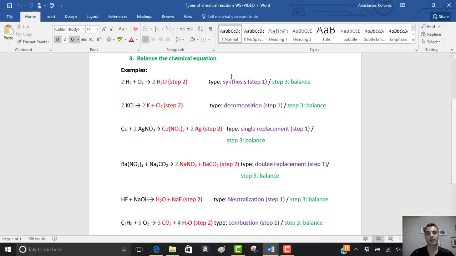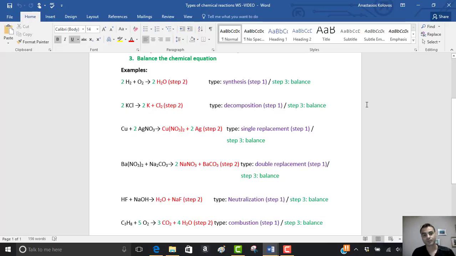And finally, you balance the equation. In order for the equation to balance, you have 2 hydrogens, 2 oxygens on one side, and 2 hydrogens and 1 oxygen on the other. You need to put a 2 in front of water to create 2 oxygens. That makes 4 hydrogens. You need to put a 2 in front of the hydrogen to create 4 hydrogens too. This is a balanced chemical equation. This is the process that you do in each simple example.